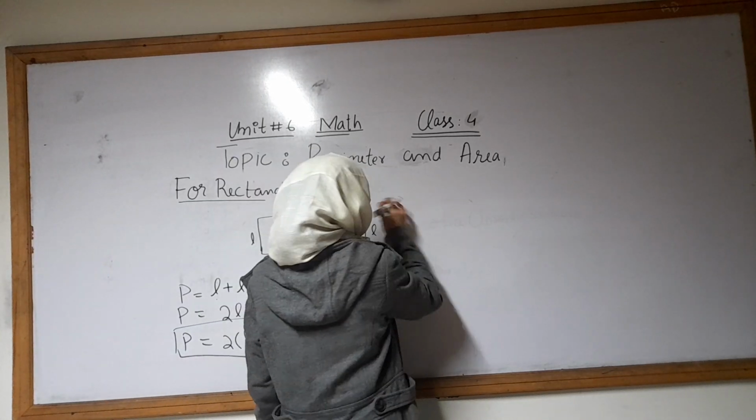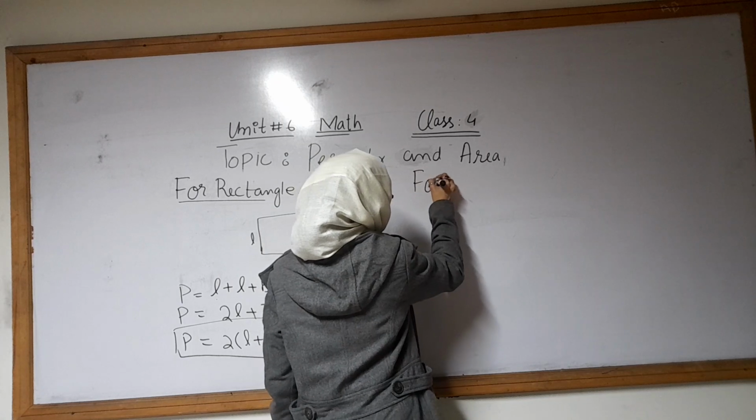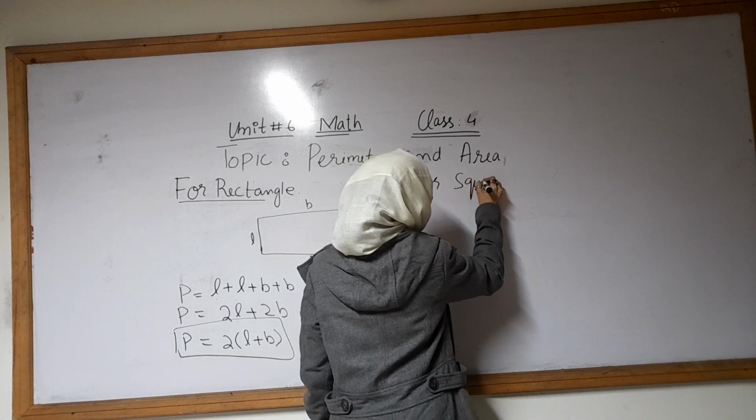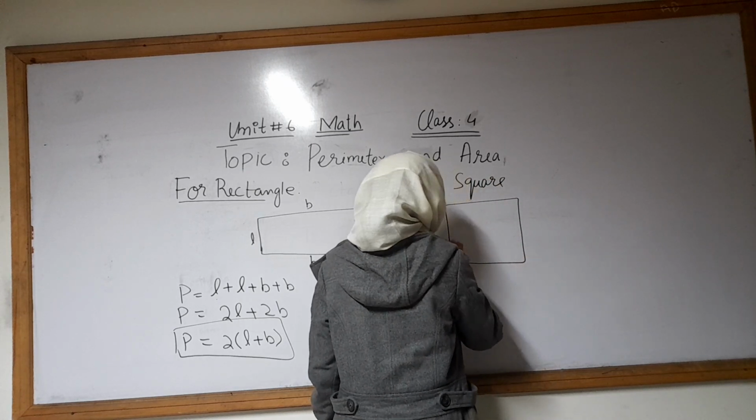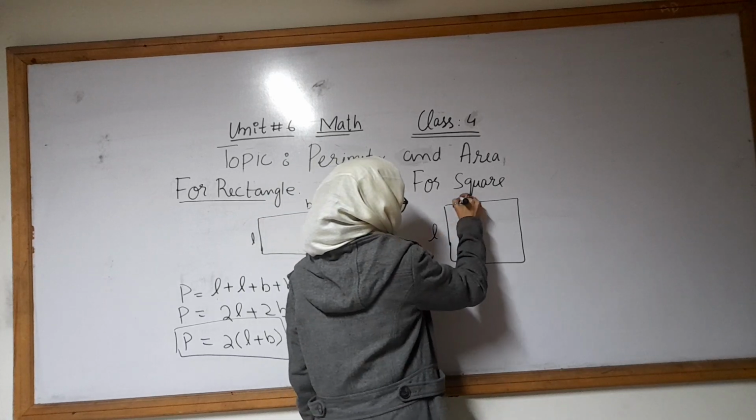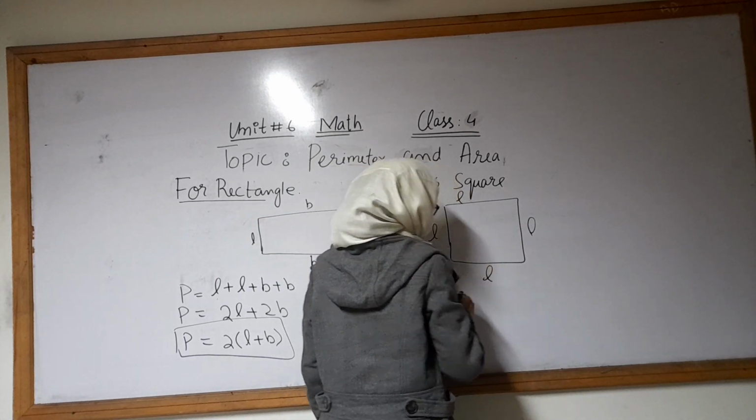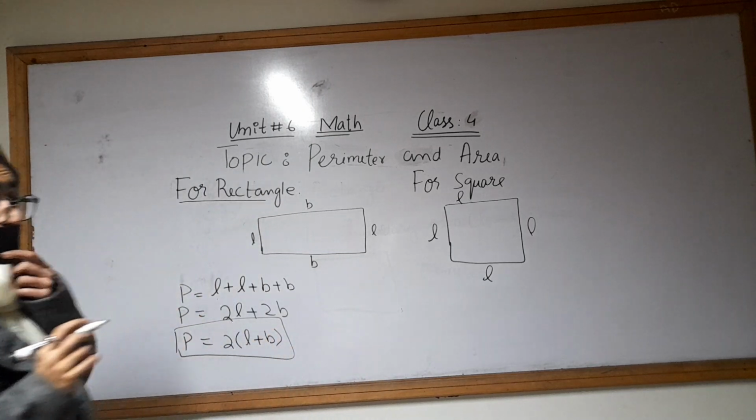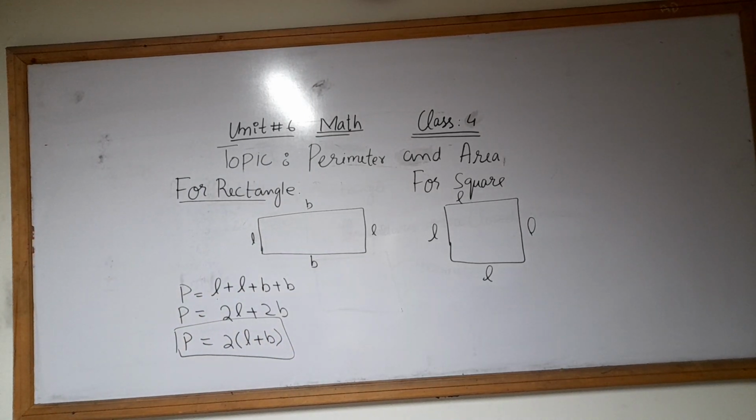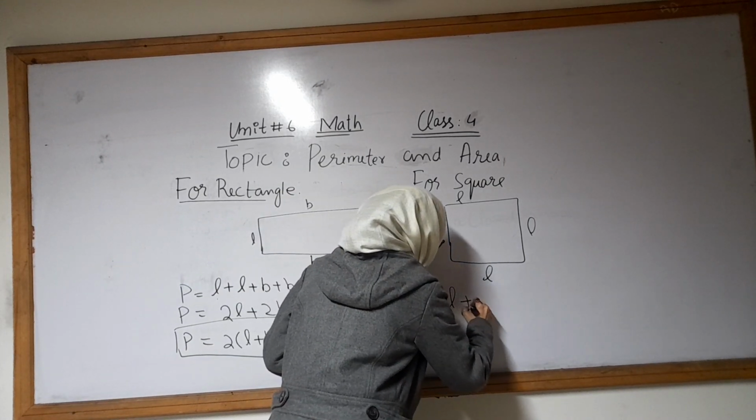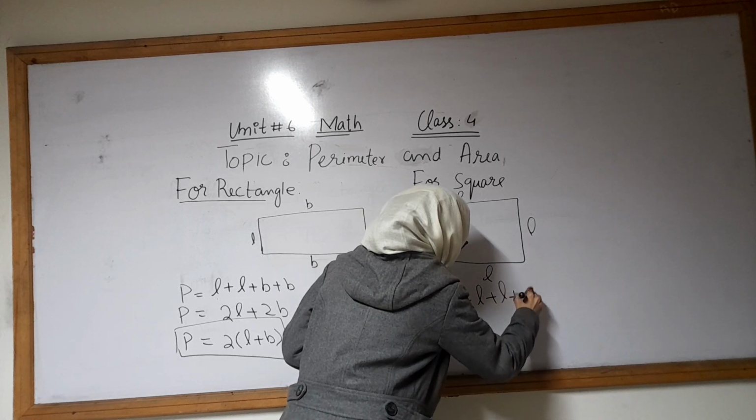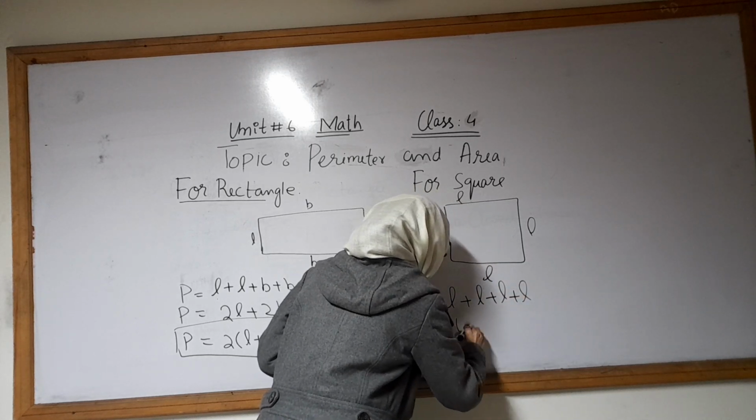And the same for a square. In the square case, we have 4 equal lengths, and according to our statement, perimeter is the boundary of the closed shape, and we calculate the perimeter by adding all the sides. So for a square, we have length plus length plus length plus length, which is 4L.